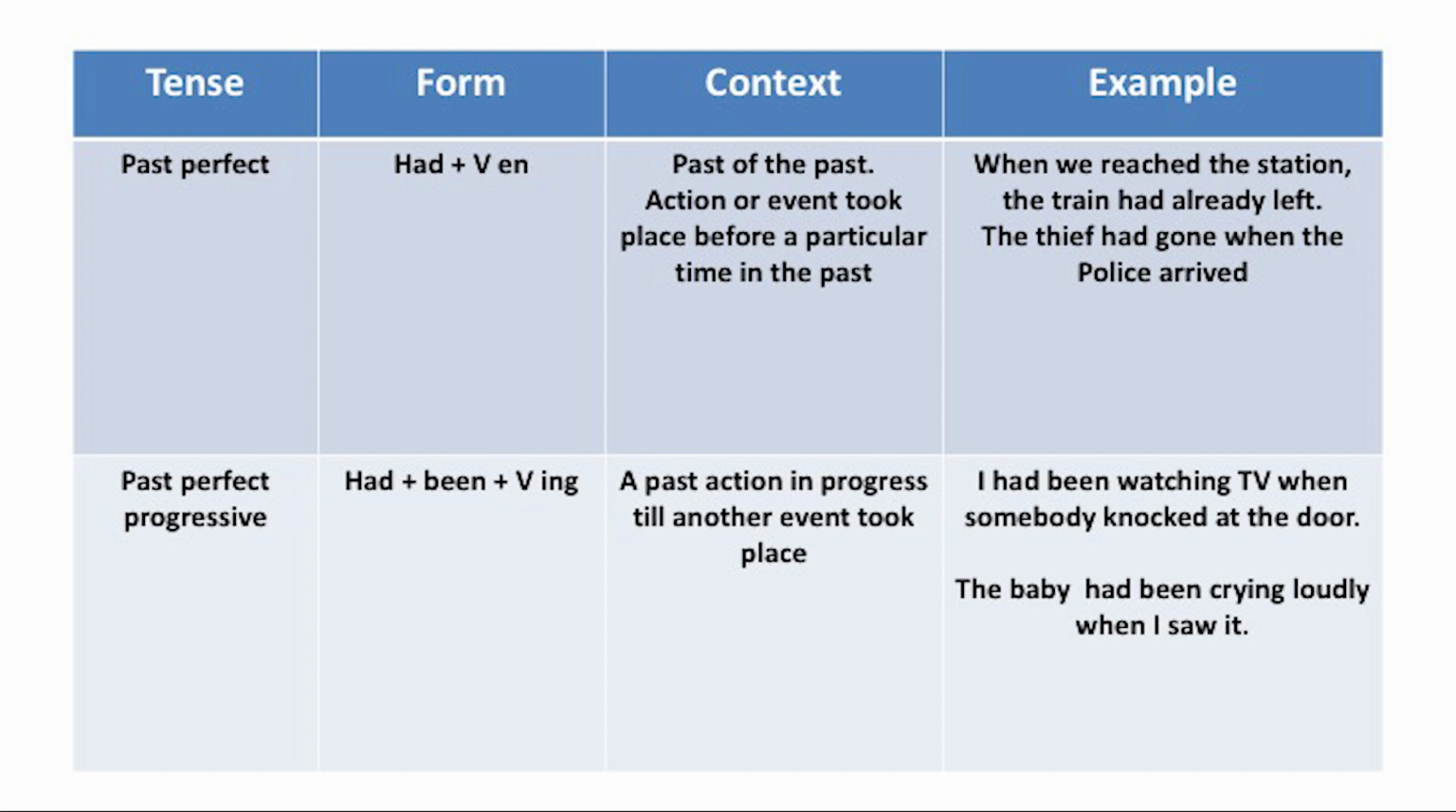Second example, the baby had been crying loudly. The baby had been crying loudly when I saw it. Earlier action, the baby was crying. Latter action, I saw it. So, the earlier action, the baby had been crying, takes the past perfect progressive form. So, in this way you remember the tabular form, you note it down in your notes, it will be easier for you to remember and to apply it.